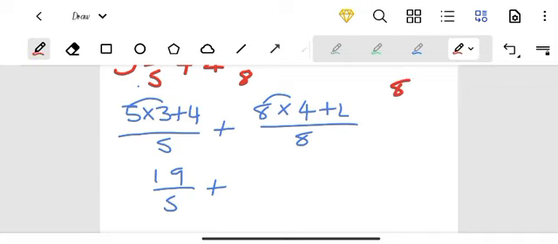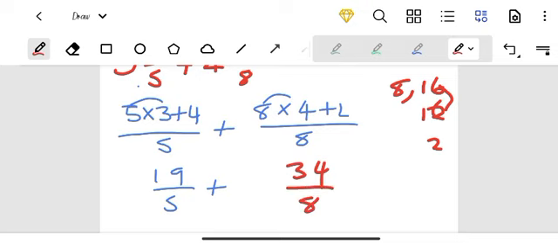So we have 8. 8 plus 8 is going to be 16, and then we have 2 16s, so the answer here is going to be 32. 32 plus 2 is 34 all over 8.